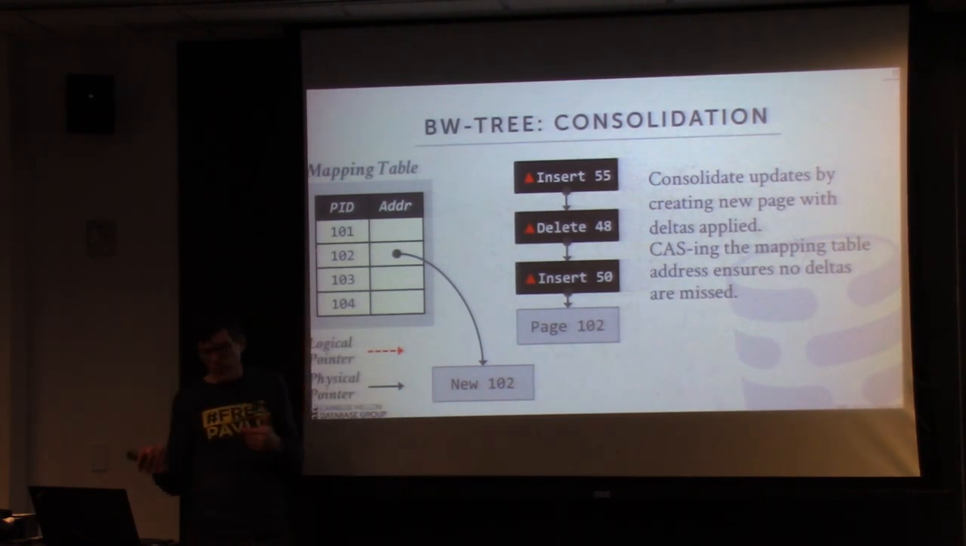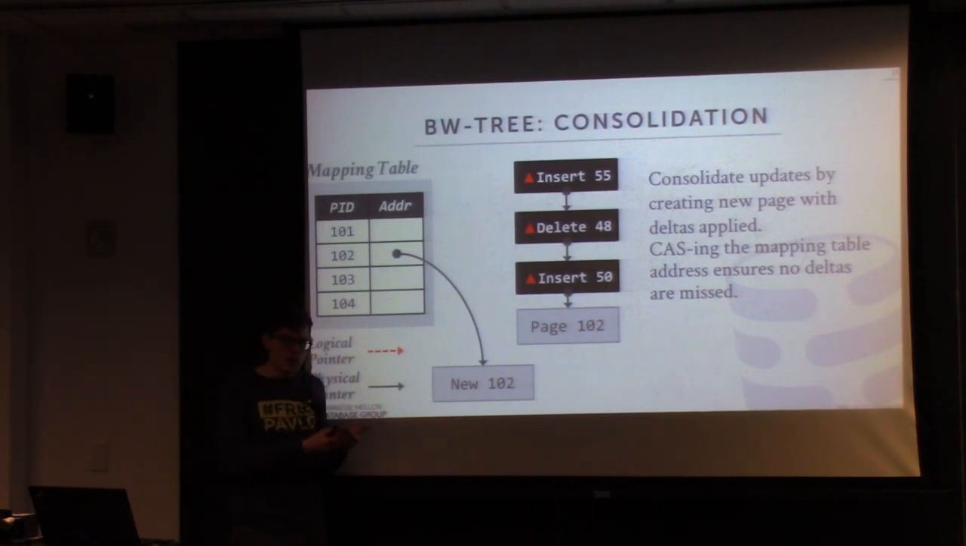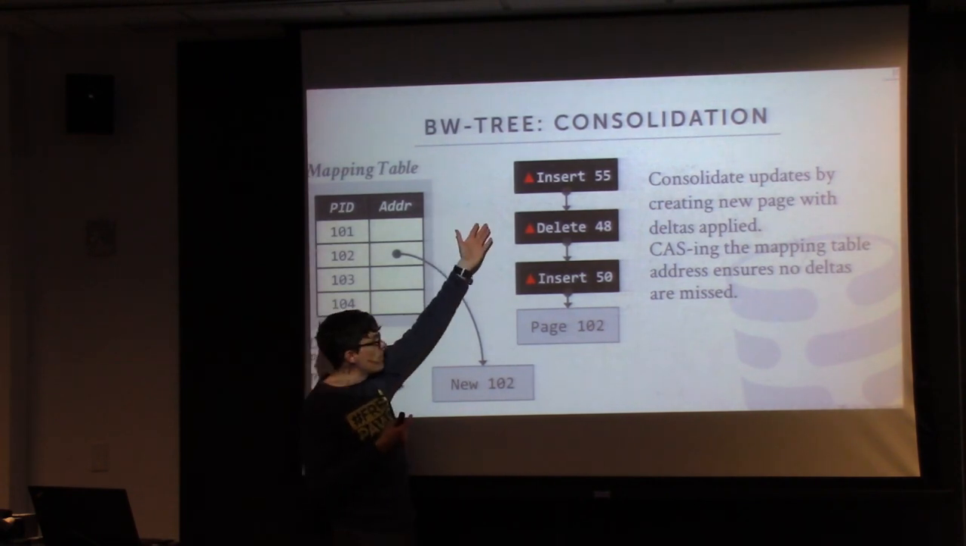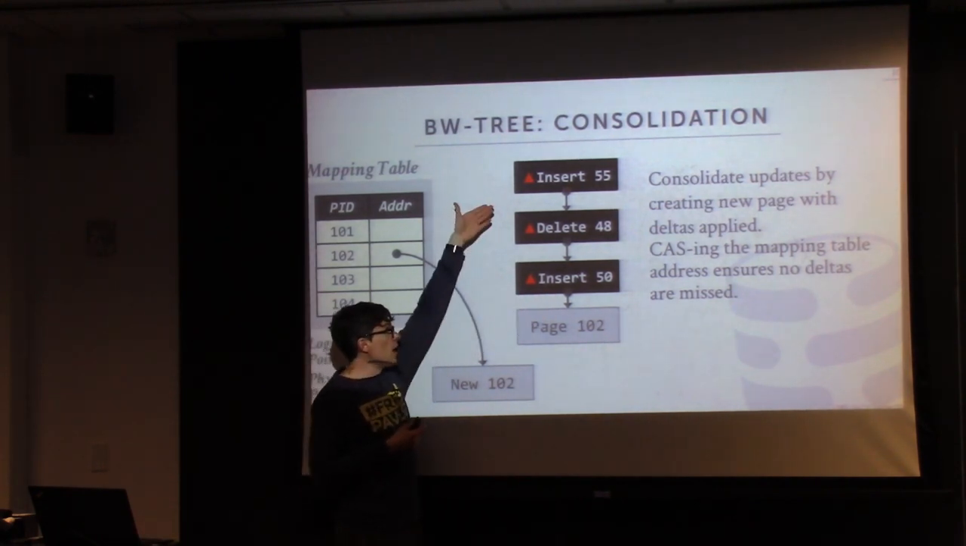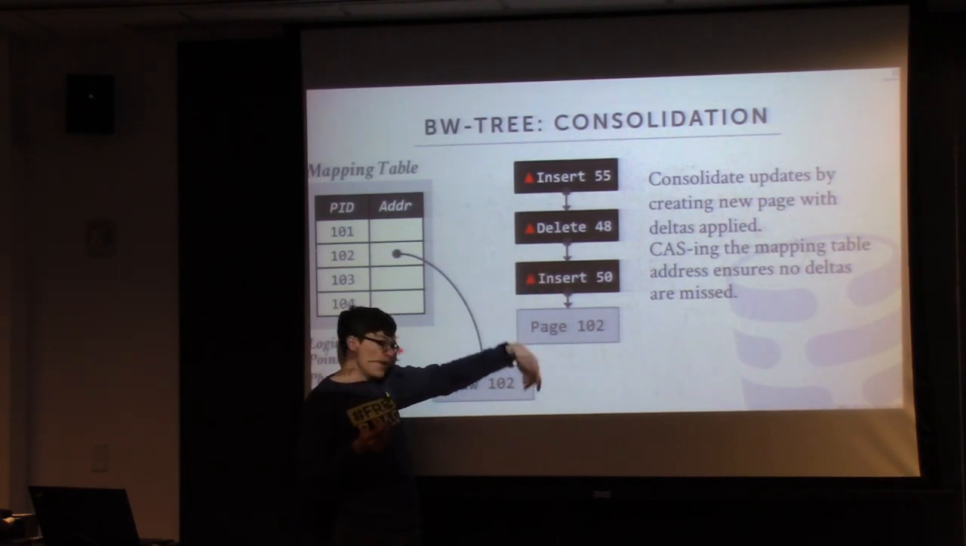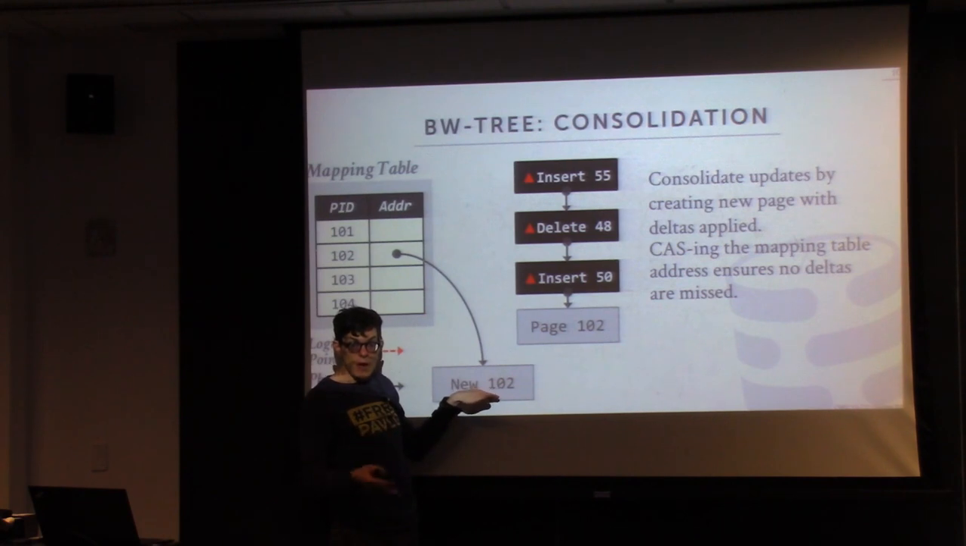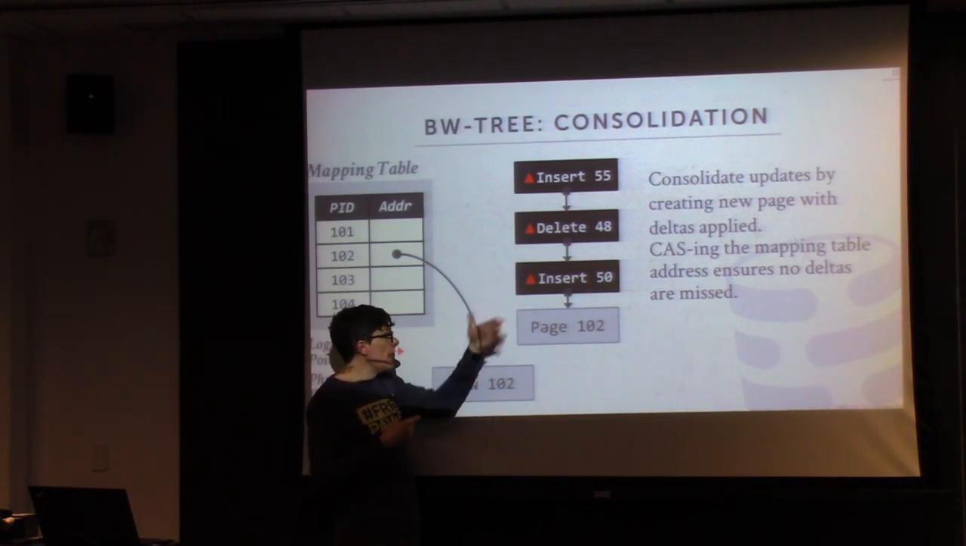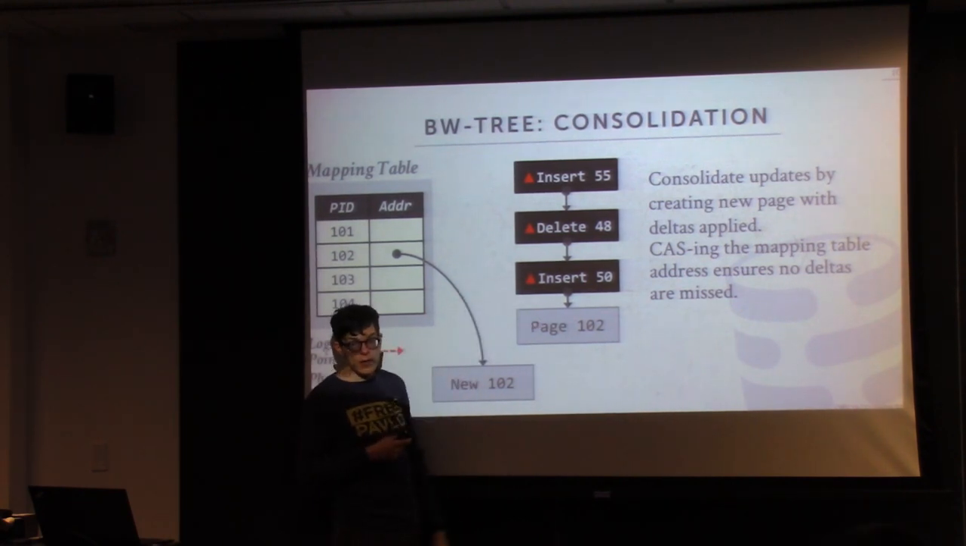And remember, this is what I was saying before. If your consolidation fails, rather than keep trying to redo it, you just abort that operation and go back and do what you were trying to do before. So you would do this consolidation. Say you're doing a lookup on key 50, you would come along and recognize that the delta chain has gotten too long, and that would trigger the consolidation. If it succeeds, you're done, and you can piggyback off of that and get the key you were looking for. If it fails, then you just come back and do the search again.